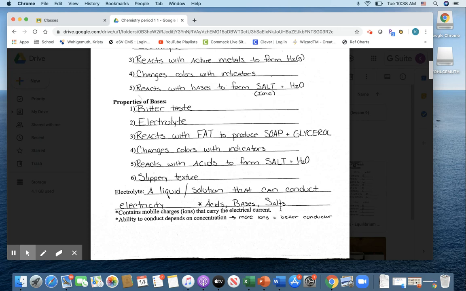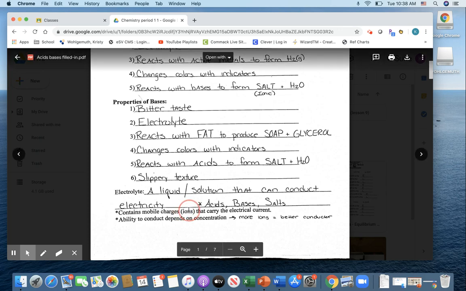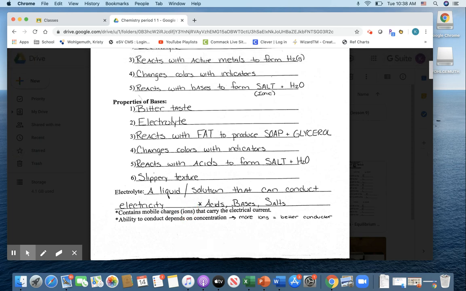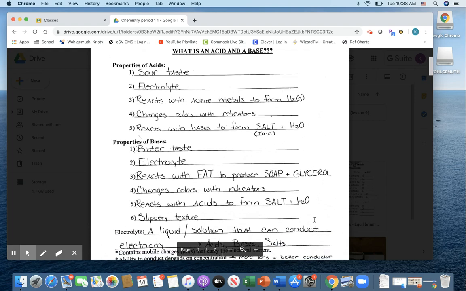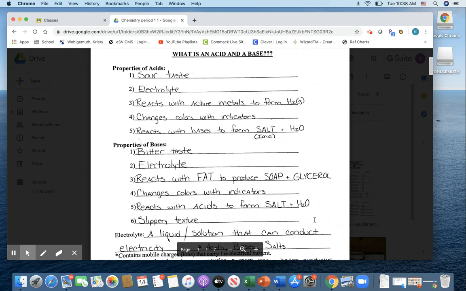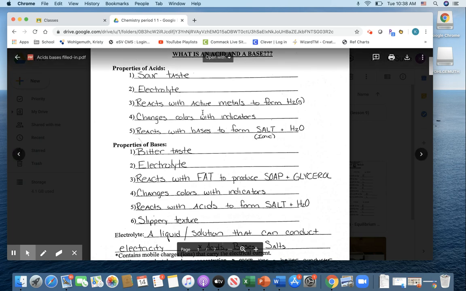So when you dissolve a substance into water and it breaks up into positive and negative ions, okay, right there, that will carry the electrical current. And the ability to conduct depends on the concentration. So that means the more ions you got, the better the conductor it's going to be. We'll get back to that a little bit later when we talk about stronger and weaker acids and bases.